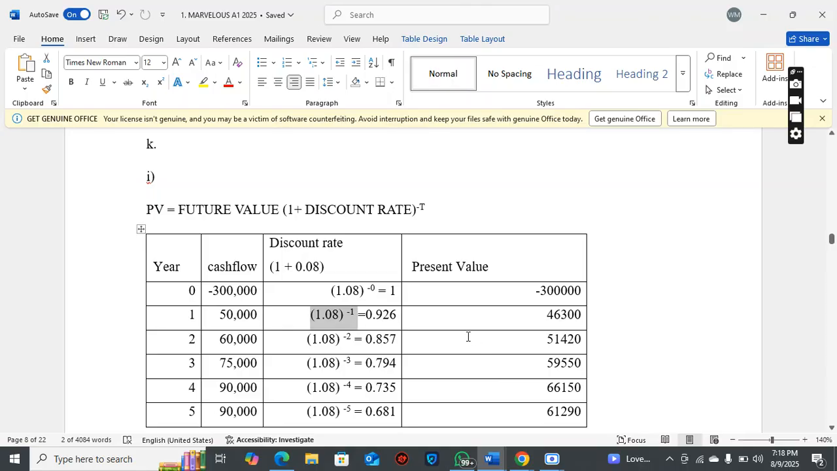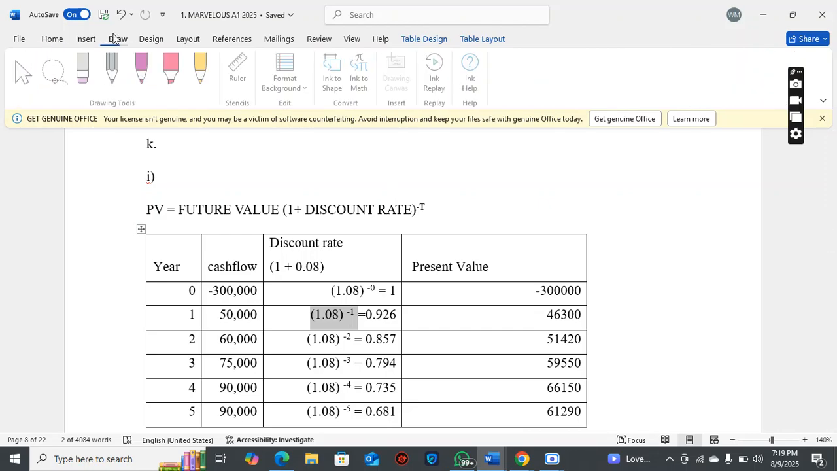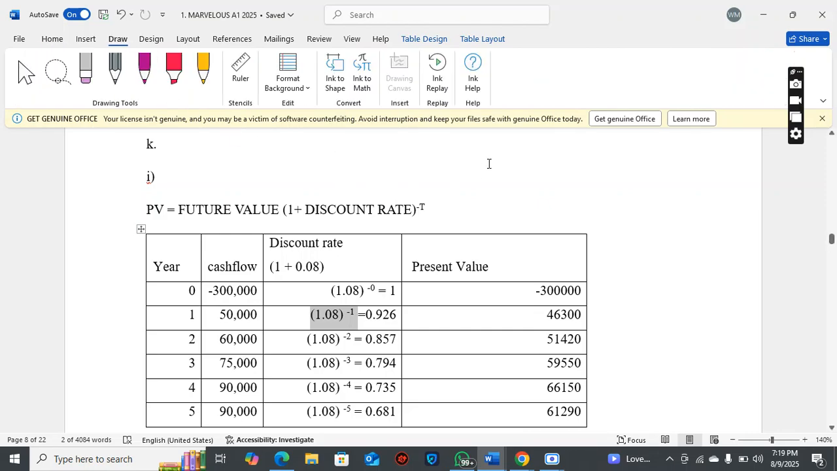You know how to put it on your calculator, right? You do it like this. You say 1.08, then there's that caret sign like this, then you put a negative 1. I think it will give you an option to put in brackets.